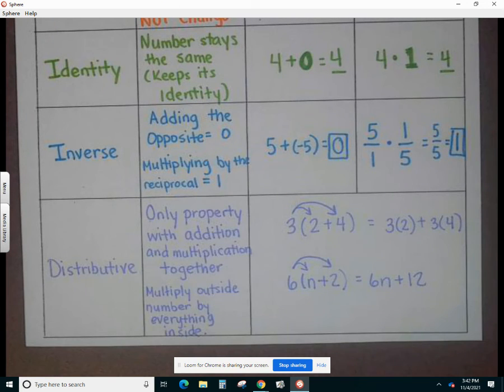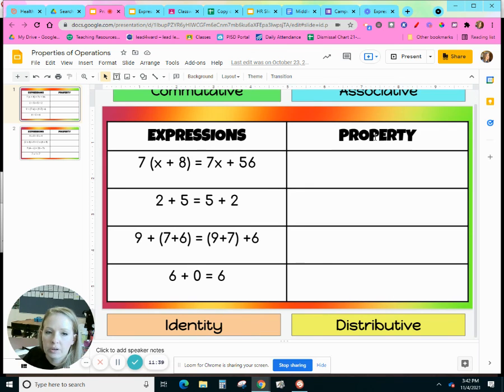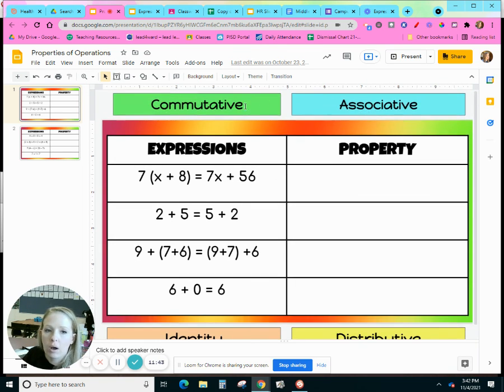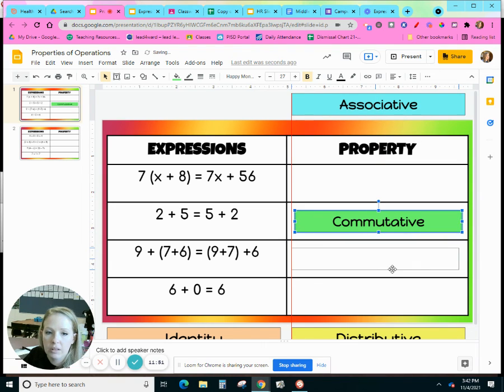Okay, so I know that might seem a little bit confusing to you, but I promise that if you use your examples, you'll do just fine on your assignment. So basically, it gives you an example, and then it gives you commutative, associative, identity, distributive. Each one of these represents an example of one of these properties, so you're just going to drag it to the appropriate one. If you think this is commutative, you'd put it there.